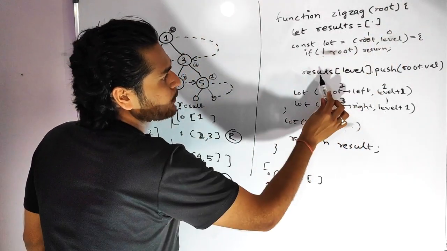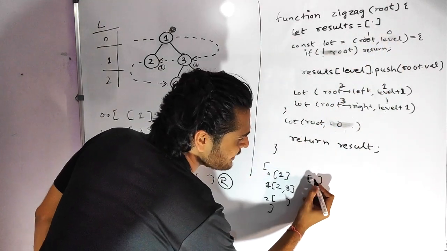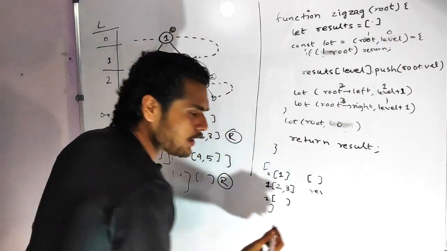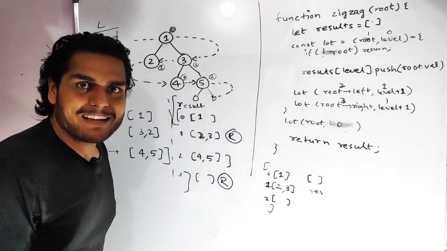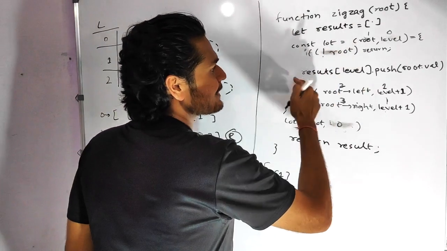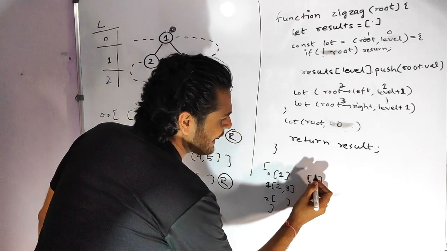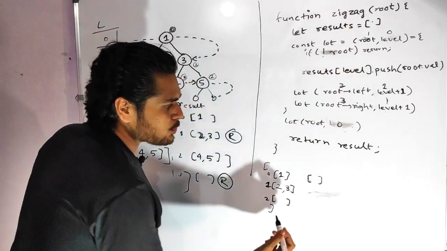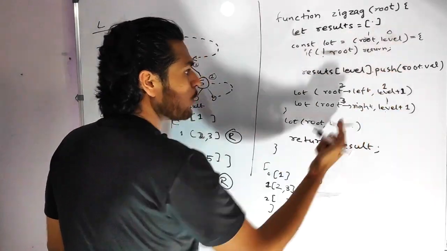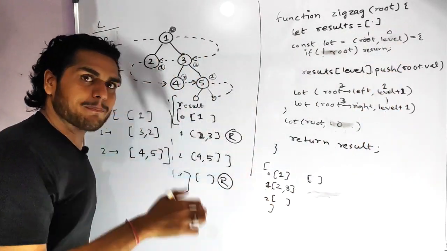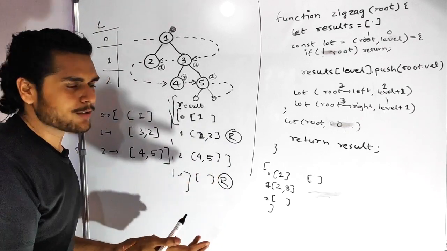So if we try to push 1 inside results of 0, what is results of 0 right now? If you know JavaScript, results of 0 will be undefined. So this line will fail. Initially our results array is empty, right? So we have to create these buckets also. So do a push only if you find that the bucket exists, otherwise you have to create a bucket. That is the whole gist over here.